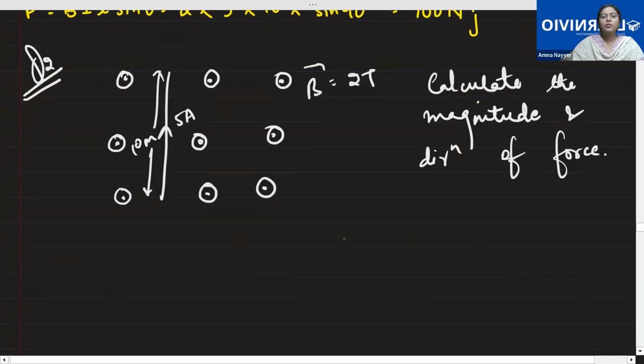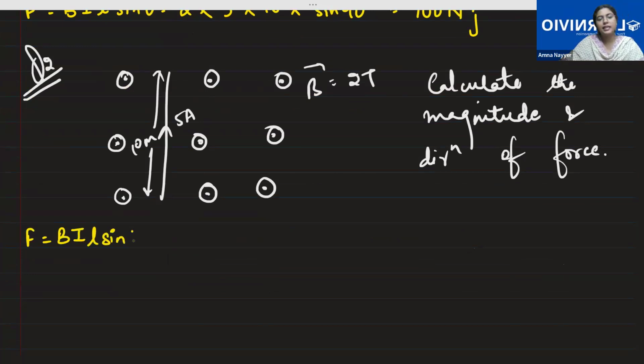Similarly, one more question. F is equal to BIL sine theta. Magnetic field is 2, current is 5, length is 10. This is sine 90 degrees. So this is equal to 100. Again, 100 Newton is there.